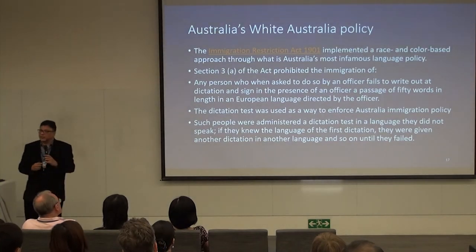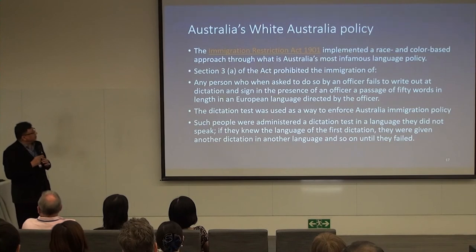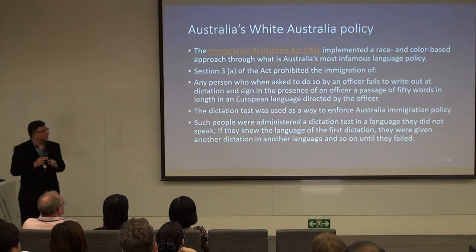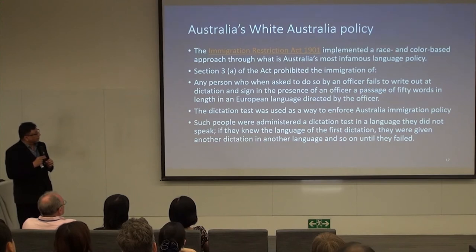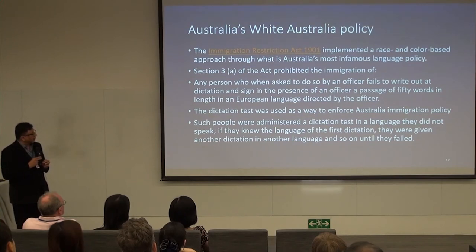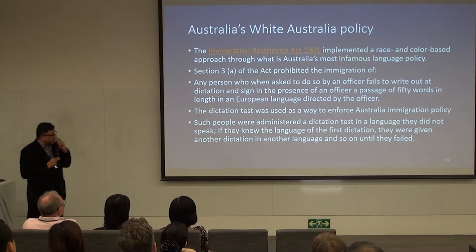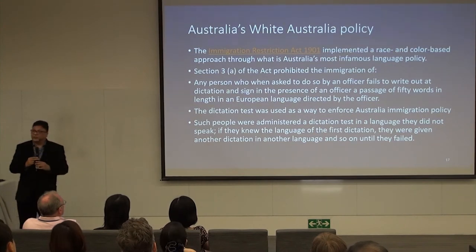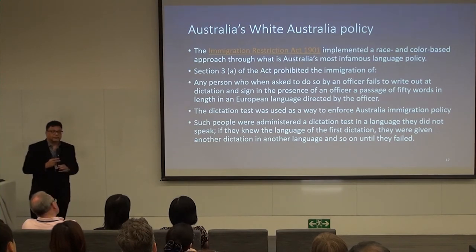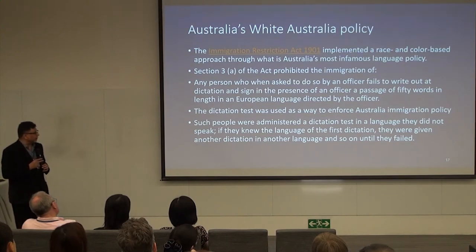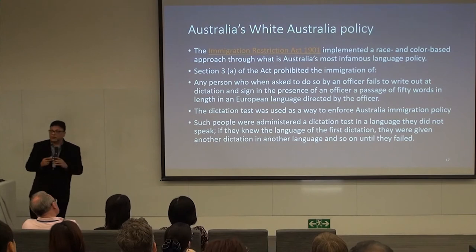Here's Australia's White Australia policy. The Immigration Restriction Act of 1901 implemented a race and color-based approach to what is Australia's most infamous language policy. Section 3A of the Act prohibited the immigration of any person who, when asked to do so by an officer, fails to write out at dictation and sign in the presence of an officer a passage of 50 words in length in a European language directed by the officer. The dictation test was used as a way to enforce Australia's immigration policy. Such people were administered a dictation test in a language they did not speak. If they knew the language of the first dictation, they were given another dictation in another language, and so on until they failed.